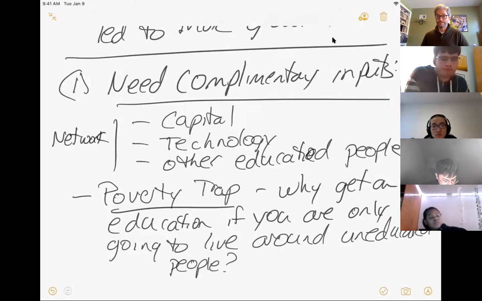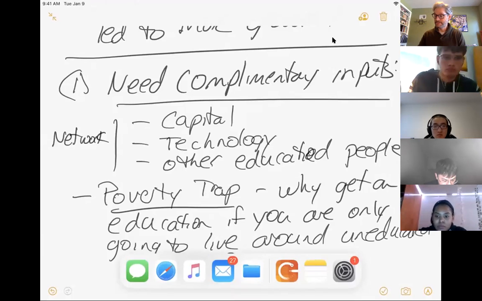Not much, right? Its ability to increase your productivity and your wages is not going to be enough to offset the cost of it. And so why should I go, right? That is the essence of a poverty trap. If you decide that you are going to live around other poor people, any education you get is going to be less valuable. So how do you get out of a poverty trap? Well, for many people, this is the story.